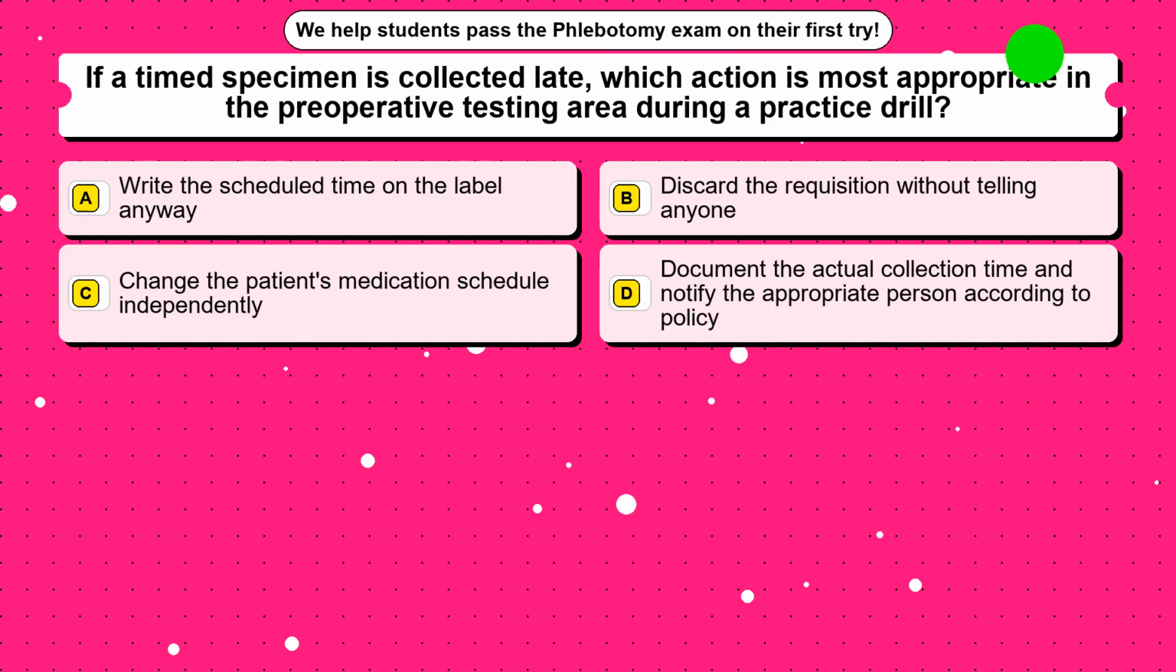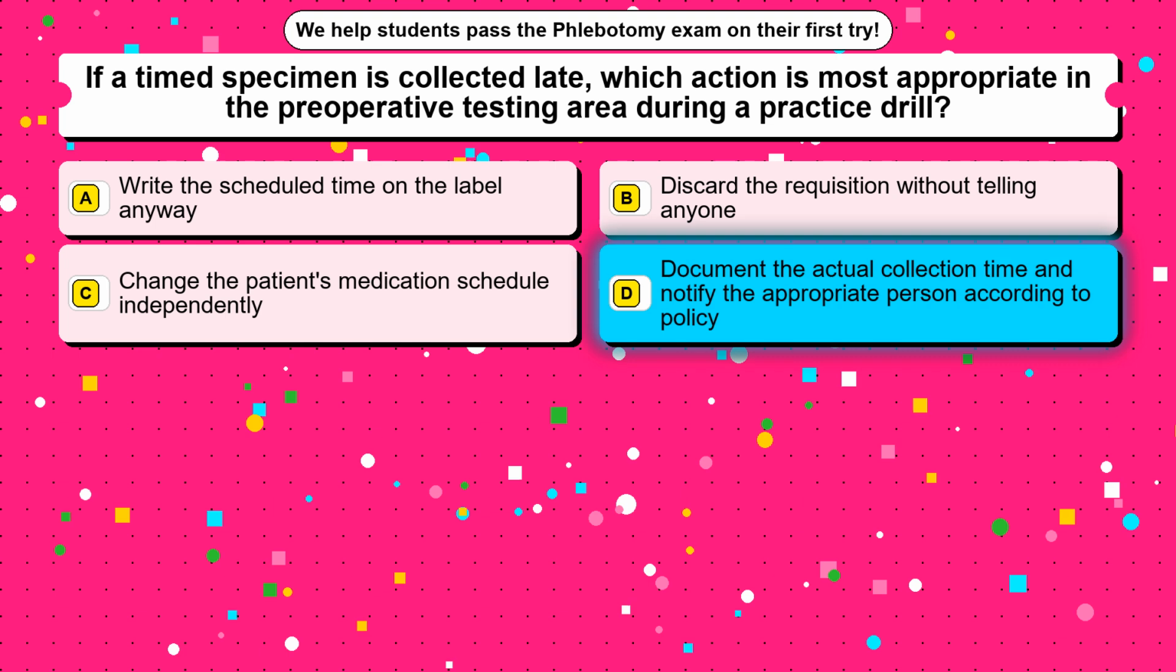Question 91. If a timed specimen is collected late, which action is most appropriate in the preoperative testing area during a practice drill? Option A, write the scheduled time on the label anyway. Option B, discard the requisition without telling anyone. Option C, change the patient's medication schedule independently. Option D, document the actual collection time and notify the appropriate person according to policy.